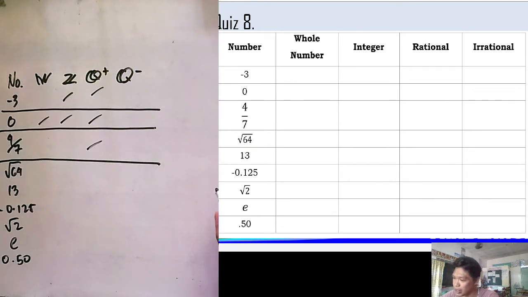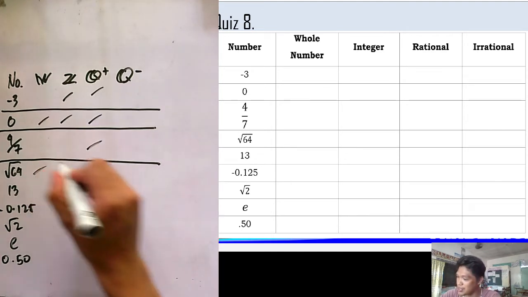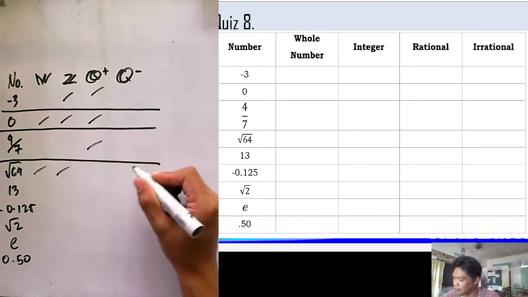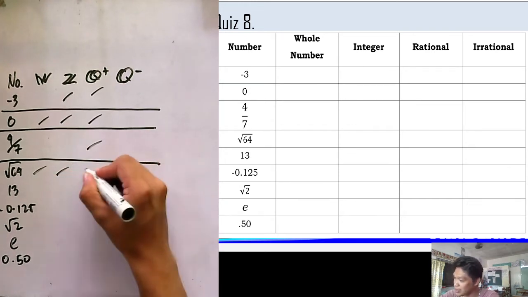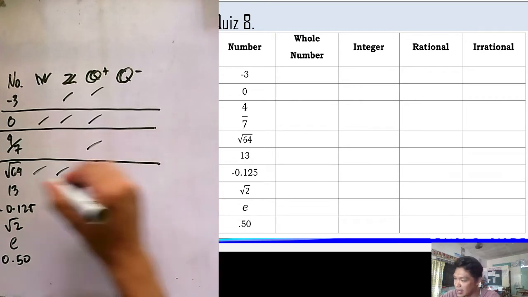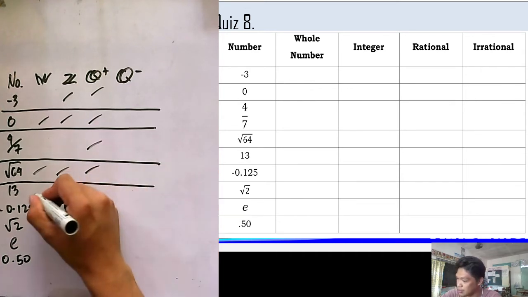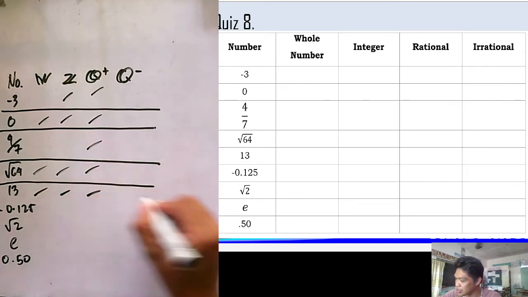Next, square root of 64. Square root of 64, kapag isolve nyo po siya, 8 po ang sagot. Is it a whole number? Of course, 8 is a whole number or square root of 64. Is it an integer? Yes, of course. Is it a rational number? Yes, of course, may invisible 1 siya. 8 has invisible 1. 13 over 1 rather. 13, yes, it is a whole number, an integer, and a rational number.